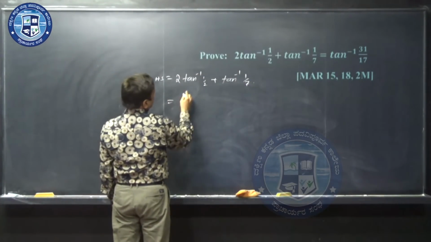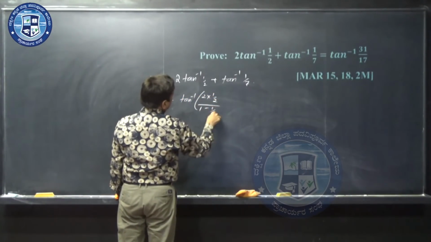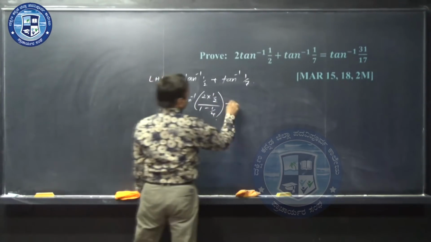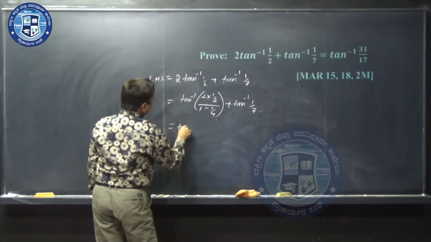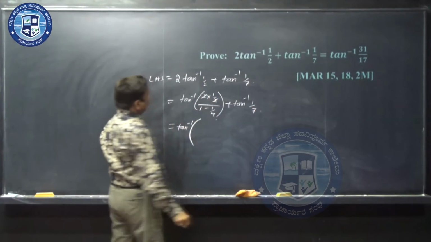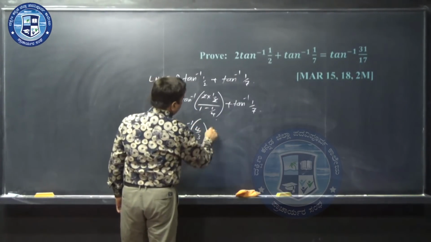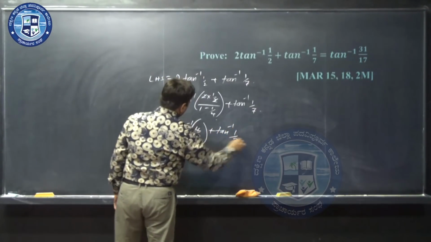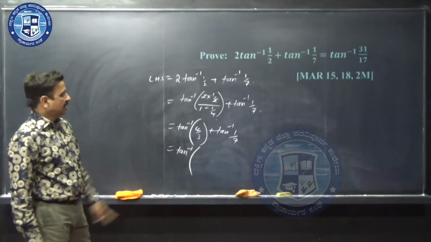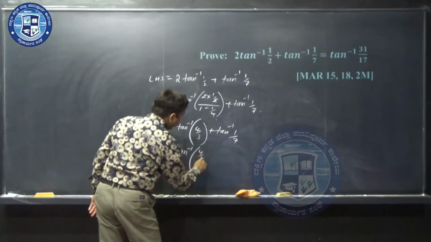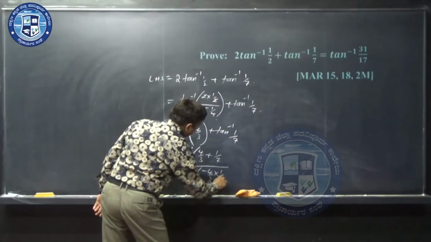So, 2 tan inverse x is equal to tan inverse of 2x divided by 1 minus x square, you know the formula, plus tan inverse of 1/7. That is equal to tan inverse of, this will be cancelled. Look at this, this is 3/4 and this will be 4/3 plus tan inverse of 1/7. That is equal to tan inverse x plus tan inverse y, when xy is less than 1. So, you find that this is (4/3 plus 1/7) divided by (1 minus 4/3 into 1/7).